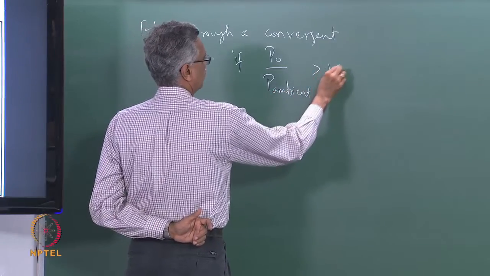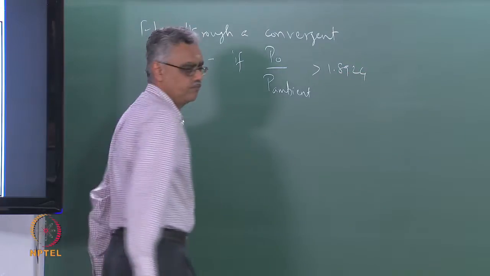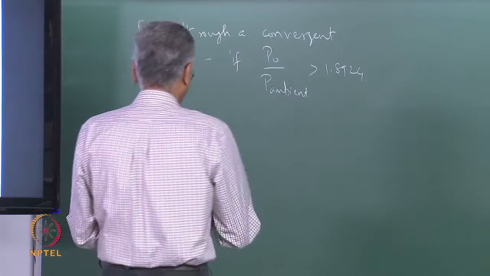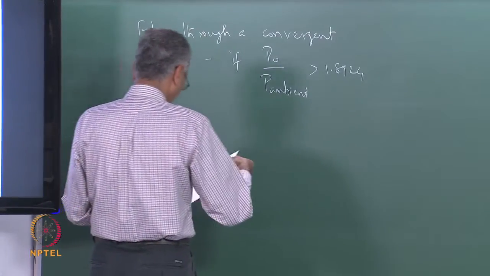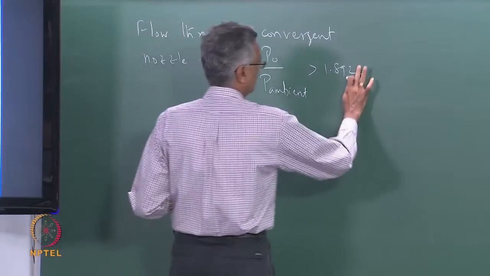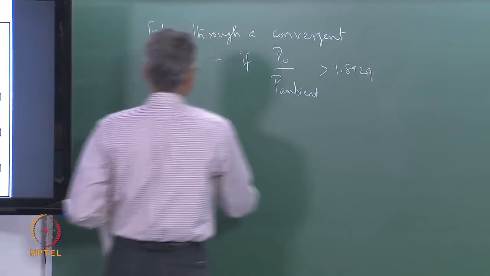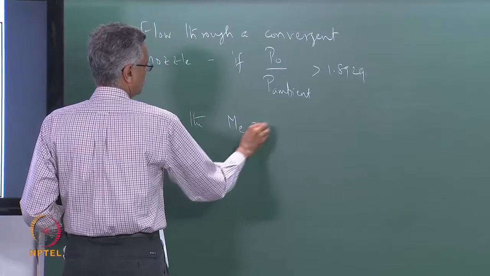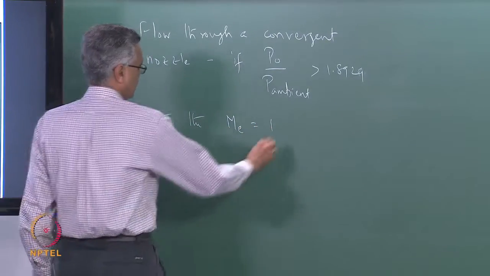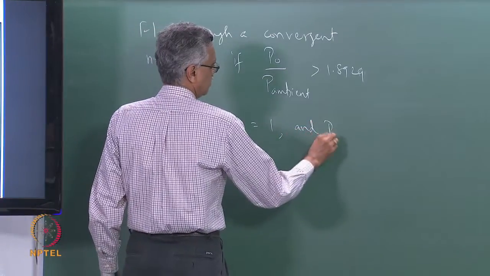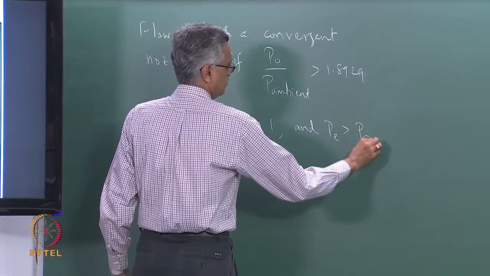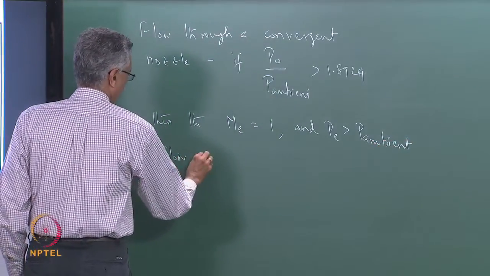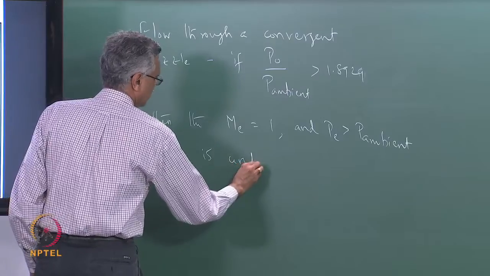Irrespective of that, we showed that if the ratio P0 divided by P ambient was greater than 1.8929, then we said that the flow at the exit is under expanded. Then M exit is equal to 1 and P exit is greater than P ambient, and we also said that the flow is under expanded.